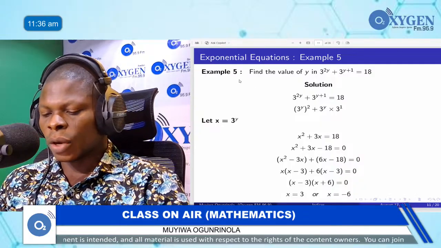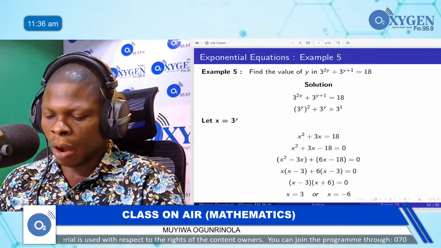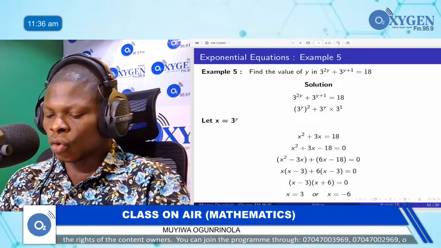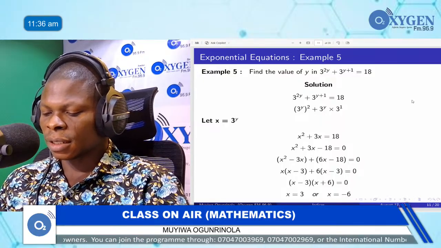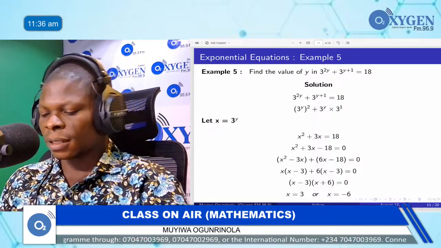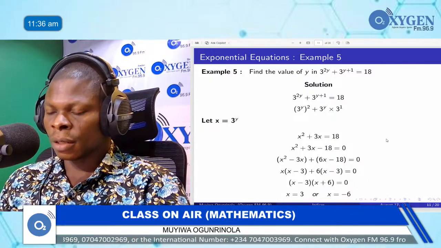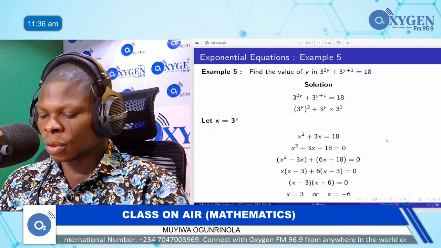Then we can use any alphabet to represent our 3 raised to power y. So let x be 3 raised to power y. Our equation there will be x squared plus 3x is equal to 18. Then take 18 inside to make it an equation, so this will now be x squared plus 3x minus 18 is equal to 0.